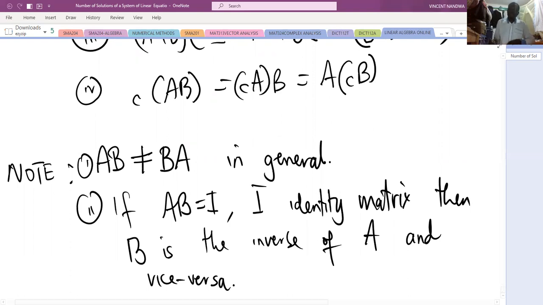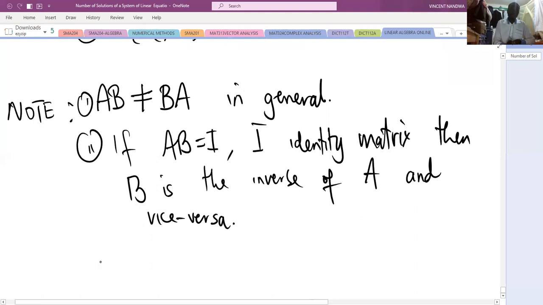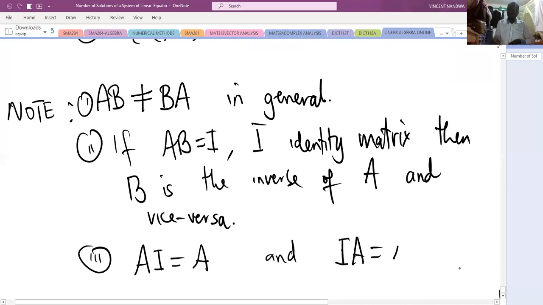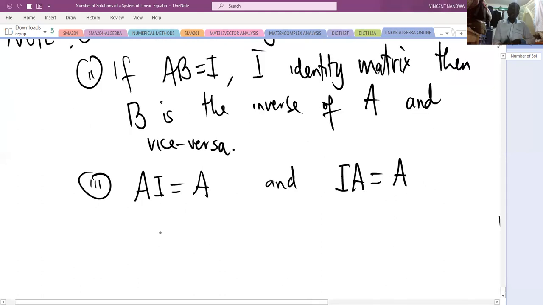And then note number 3, A times an identity matrix is always A, and an identity matrix times A is always A. So that is to say that A times identity is the same as identity times A. It is just the same as matrix A. So that's what we have.